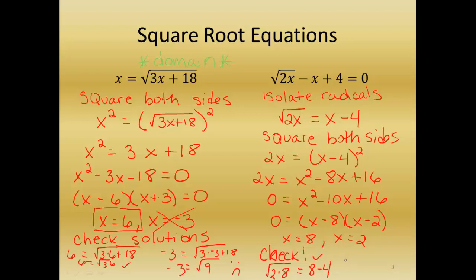When I check the other side, for x equals 2, I get the square root of 2 times 2 equals 2 minus 4. And again, we run into a problem where I have the square root of 4 equals negative 2. In this case, square roots do not equal negative numbers. I get an extraneous solution, and my only answer is x equals 8. You're going to find those extraneous solutions pretty often with radicals.